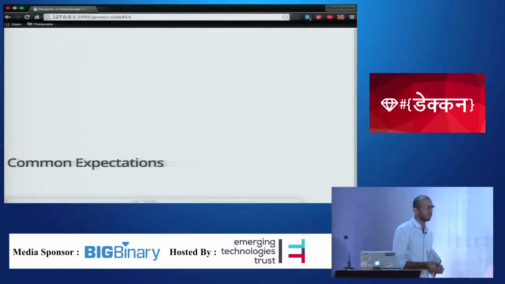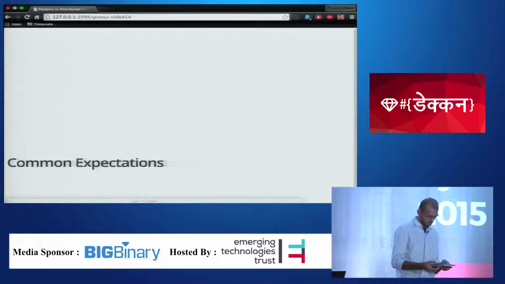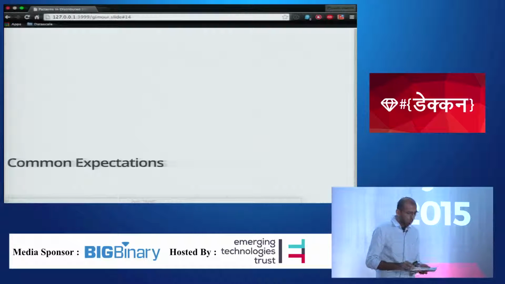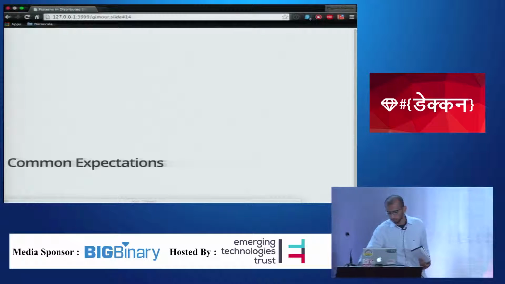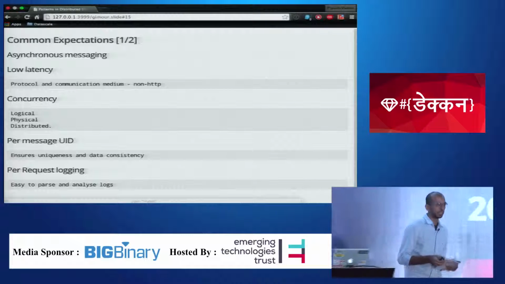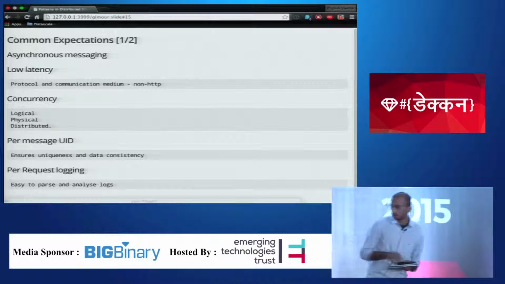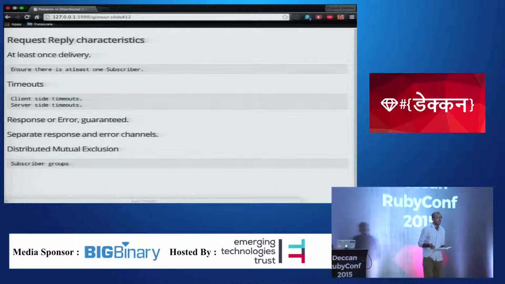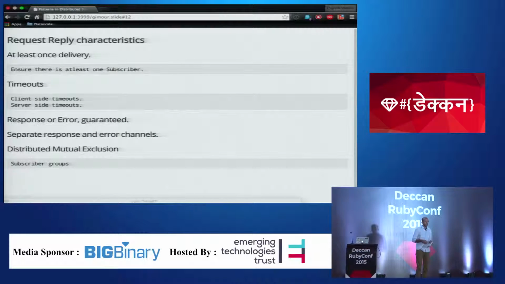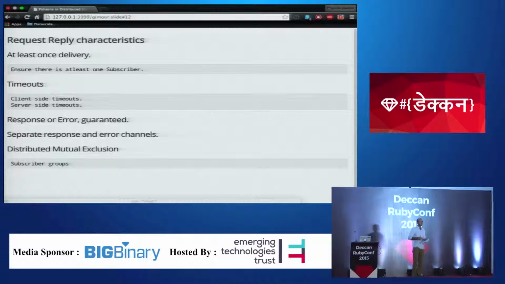Common expectations. Irrespective of which design pattern you follow, there are a few expectations that both systems have. First is asynchronous messaging. One thing I should also add here is how we handle this in Gilmour, the whole part of request and response.